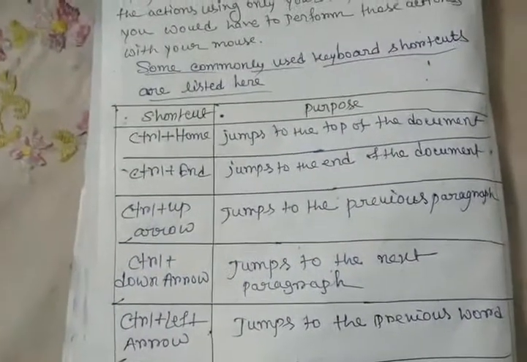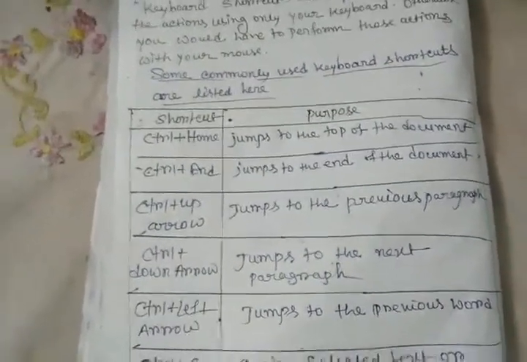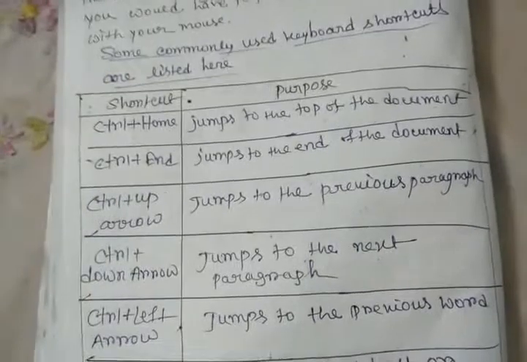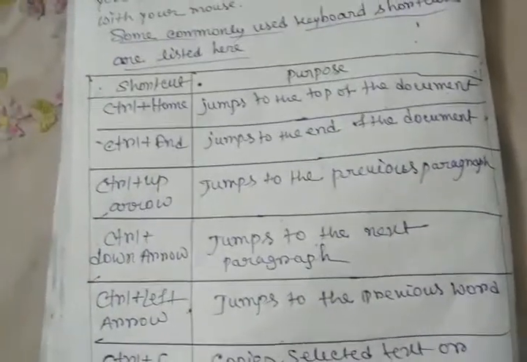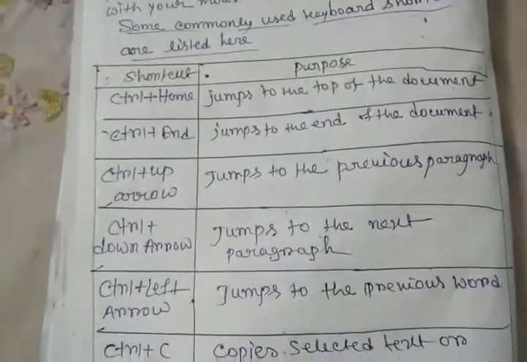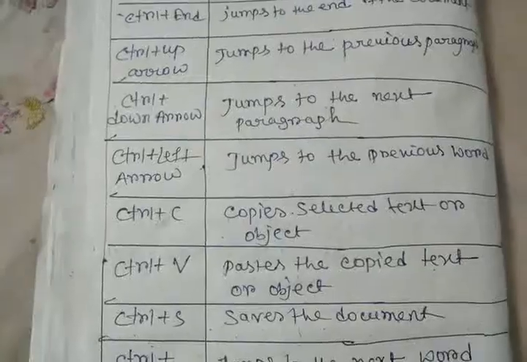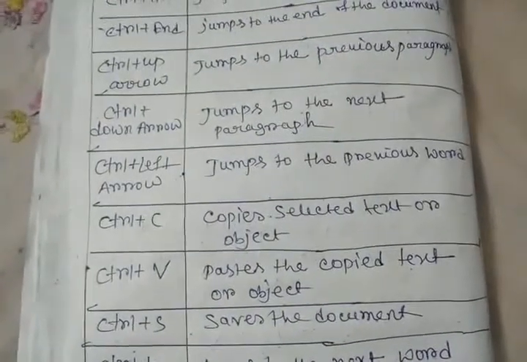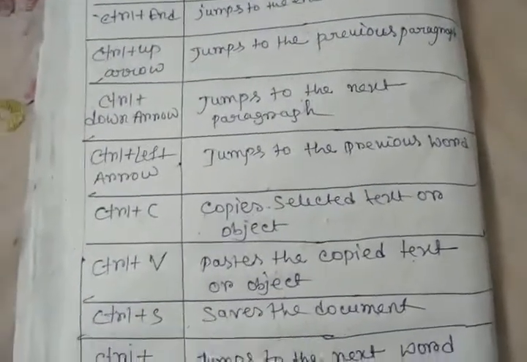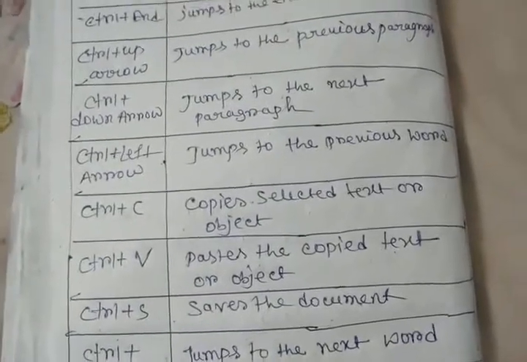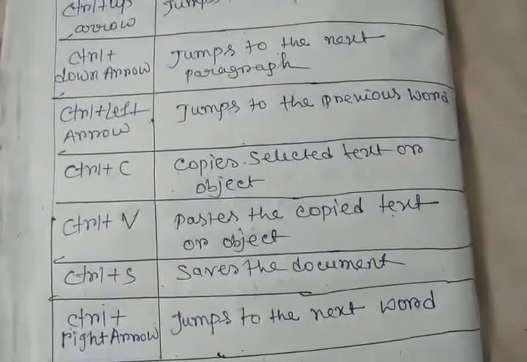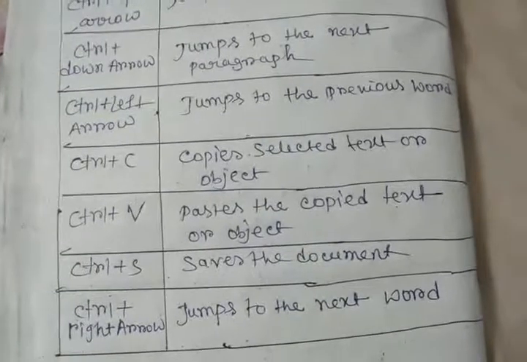Some commonly used keyboard shortcuts are like this: Ctrl plus Home is generally used to jump to the top of the document. Ctrl plus End is used to jump to the end of the document. Ctrl plus Up arrow is used to jump to the previous paragraph. Ctrl plus Down arrow jumps to the next paragraph. Ctrl plus Left arrow is generally used to jump to the previous word. Ctrl plus C is used to copy selected text or object. Ctrl plus V is used to paste the copied text or object. Ctrl plus S is used to save the document, and Ctrl plus Right arrow is used to jump to the next word.